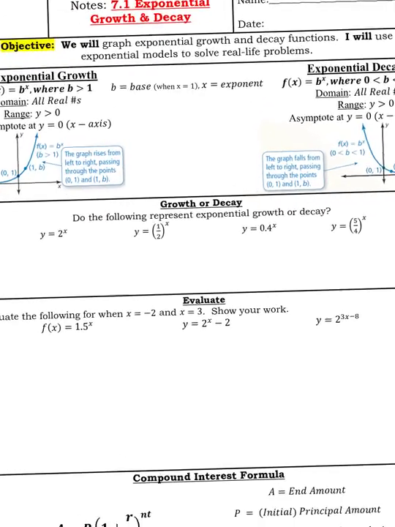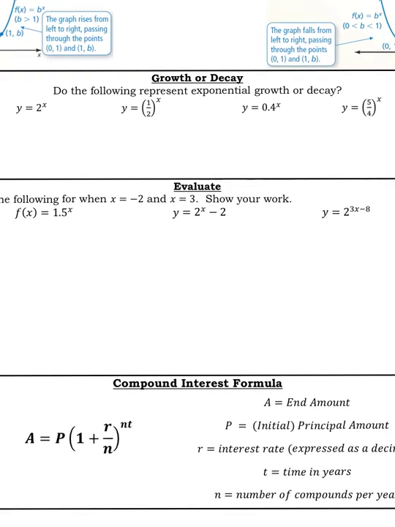That being said, let's label some of these as growth or decay. If the base is bigger than 1, it's growth. So 2 is bigger than 1, and 5 over 4 is bigger than 1. You know fractions can be bigger than 1 if the numerator is greater than the denominator. So 1/2 and 0.4 are going to be decay problems because they're both smaller than 1.